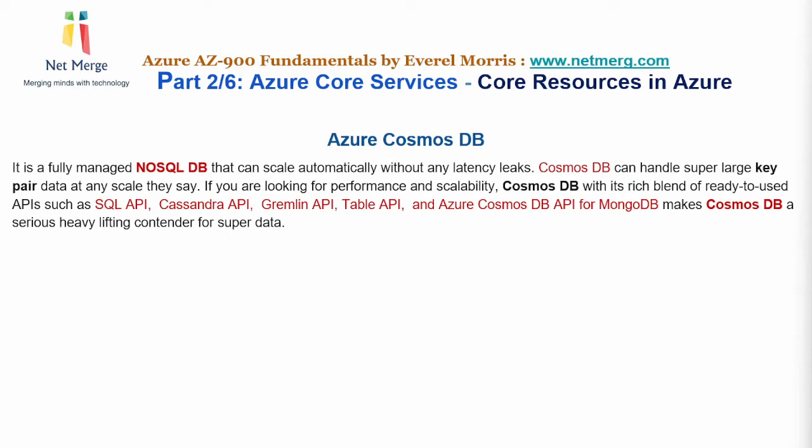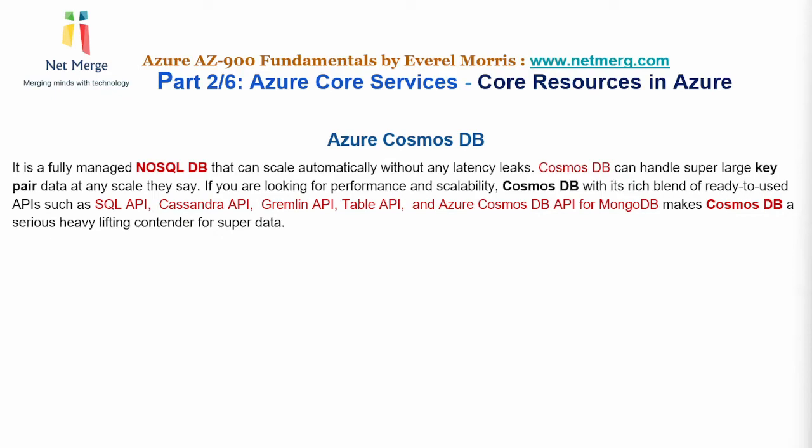It's exceptionally fast. Cosmos DB can handle super large key-value pairs of data, similar to the table storage that I spoke about. And again, this is the reason why table storage is compared to a database in most situations. So you can handle really large volumes of data using key-value pairs.